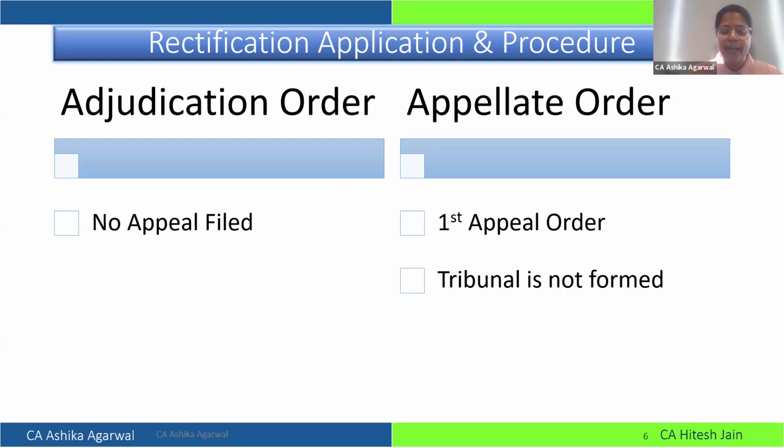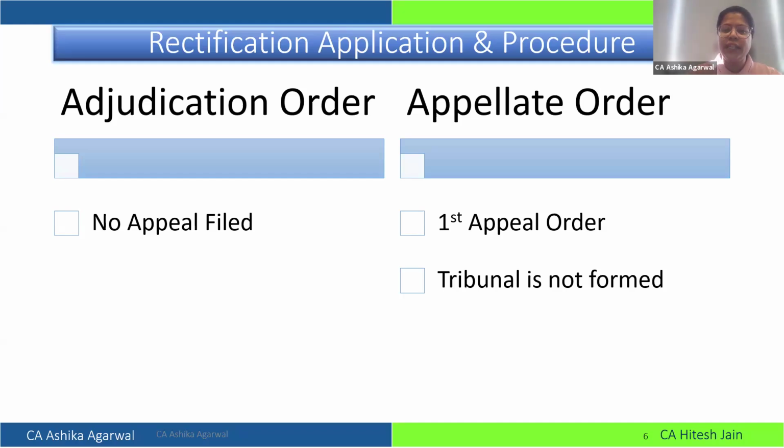Now, how can you apply for that benefit? But remember, you have to take action only in these two situations: where there is an adjudication order and you haven't done anything, or where there is an appeal order you haven't done anything about. Against an appeal order, we can't do anything because the tribunal is still not formed. So in these two situations only, I have to file a rectification.